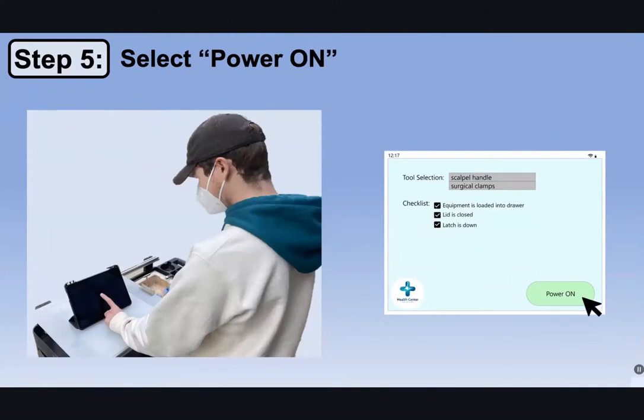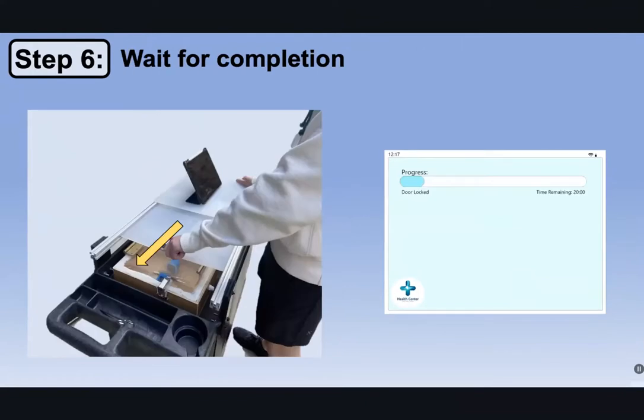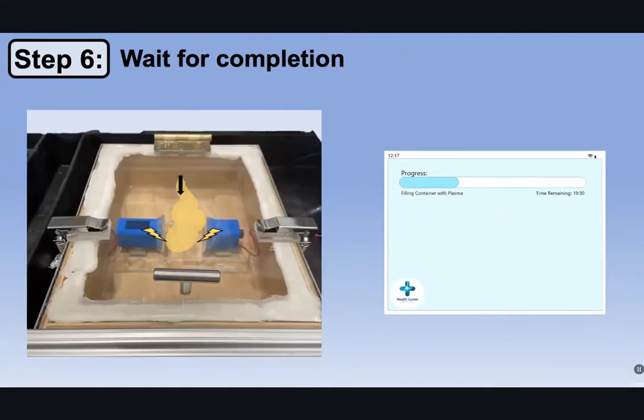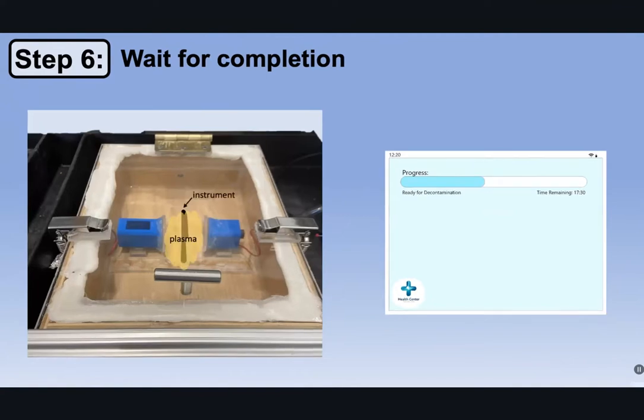Once the checklist is complete, the technician can select the Power On button. Now, all they have to do is close the top sliding lid for extra security and wait for completion. On the inside of the box, the container will fill with gas and the electrodes will activate to generate plasma inside the box. The plasma will then come in contact with the tools and sterilize them.